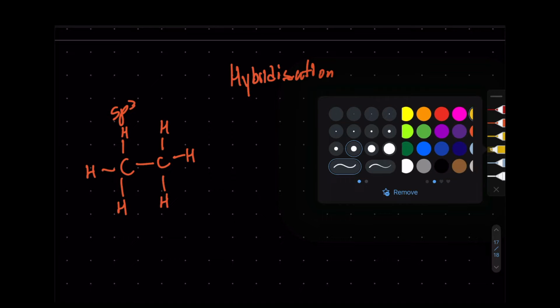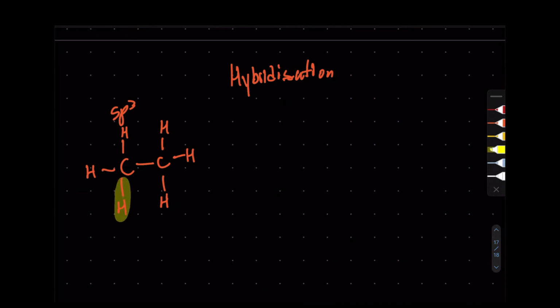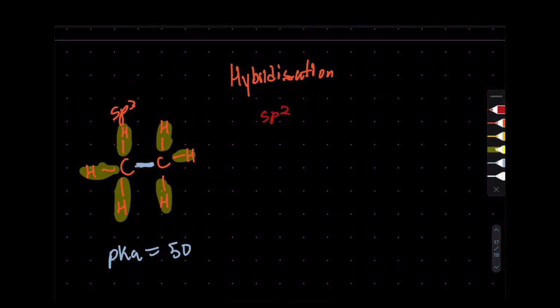These hydrogens over here are actually at equal distance as the bond between the carbons. So what that means is that it is much harder for the bases to pull. It's harder, and we can also see that from the pKa value being 50 for an alkane. And so what about an sp2 carbon? So carbons double bonded and hydrogens.